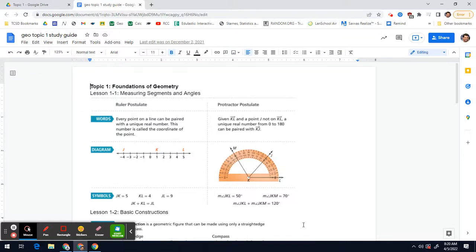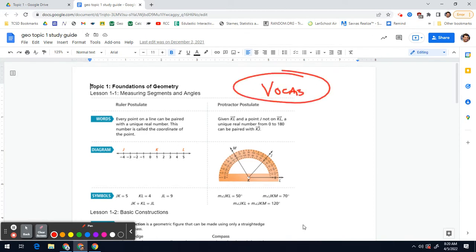Geometry. This is your topic 1 Foundations of Geometry review for your OST. So from topic 1, lesson 1, measuring segments and angles, really not much specific stuff here. I just want to reemphasize that all of topic 1 was focused on vocab, right? All of topic 1. So, I'm going to cross this section off.